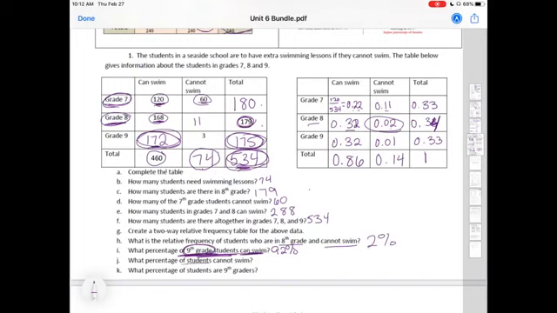What percentage of students can't swim? I look at students that can't swim. So 74 divided by 534 is 14%. We already found that here. What percentage of students are 9th graders? 33%.